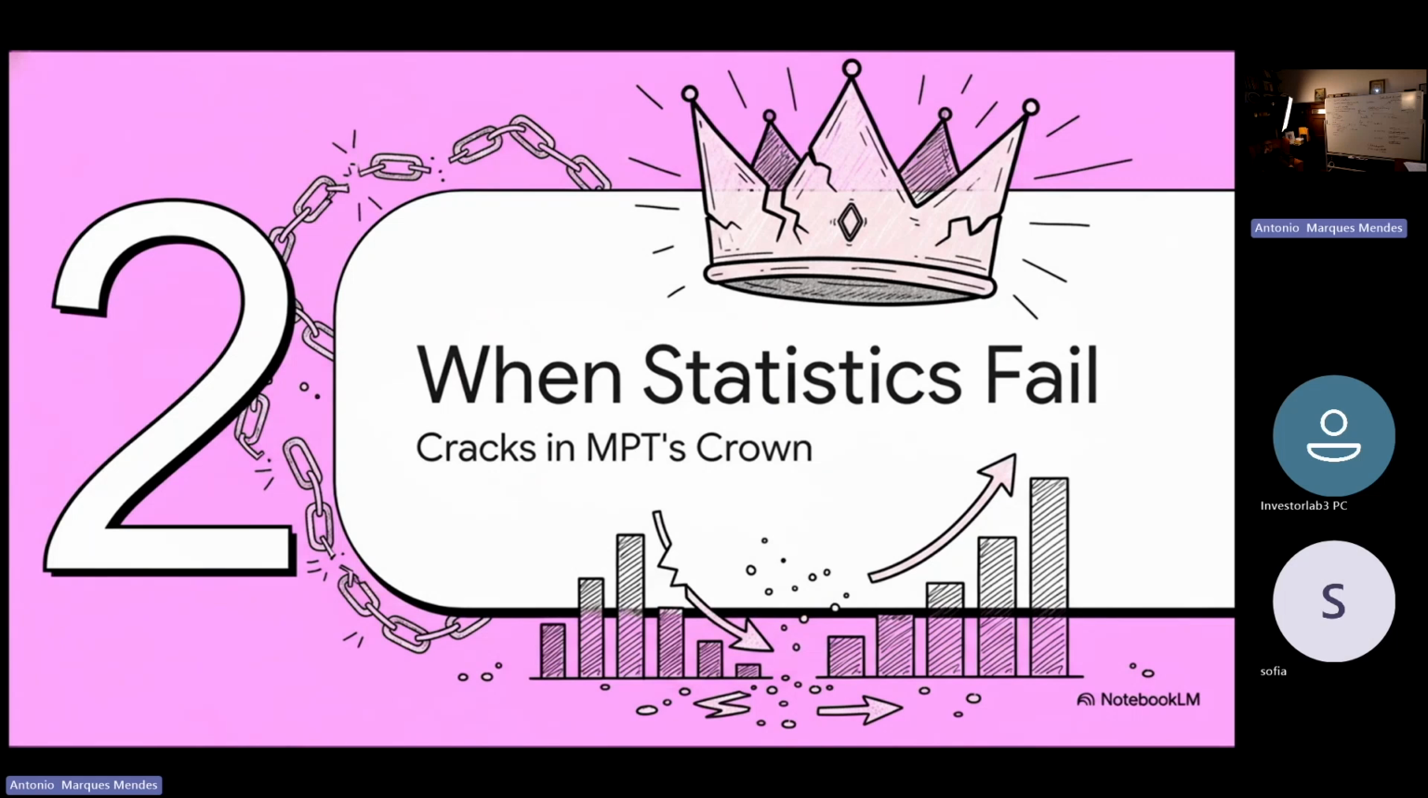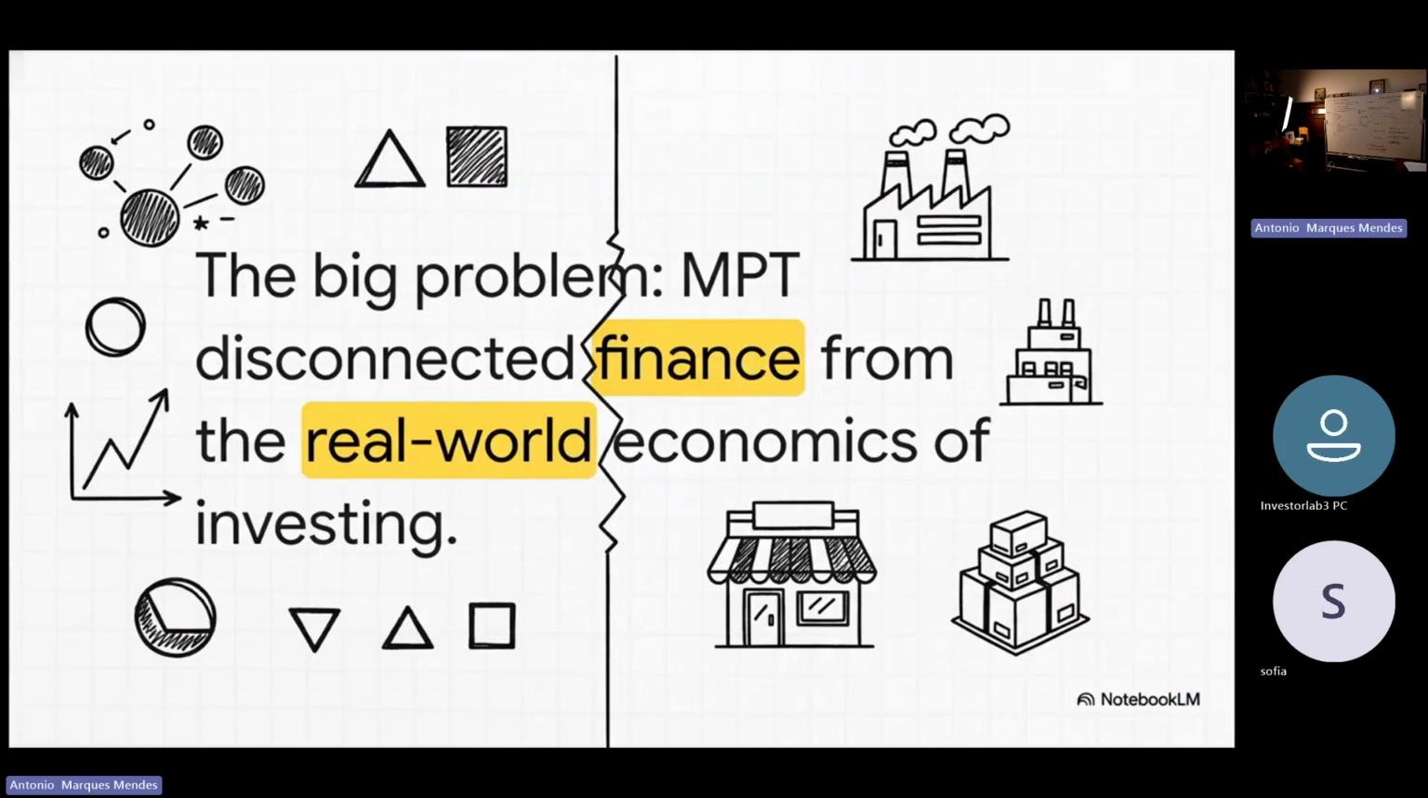And that brings us to the real problem. What happens when the neat and tidy world of statistics just doesn't line up with reality? And here it is, the fundamental issue. MPT is beautiful on paper, it's mathematically elegant. But that elegance came at a huge cost. In its search for statistical perfection, it basically disconnected finance from the real world economics of actually investing. It started treating stocks less like ownership in a business and more like abstract data points in a spreadsheet.